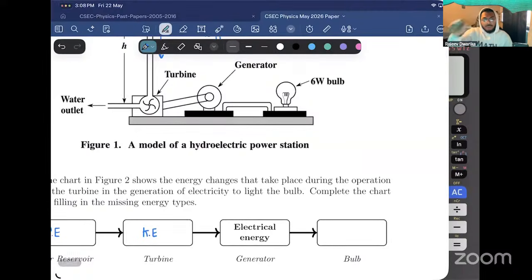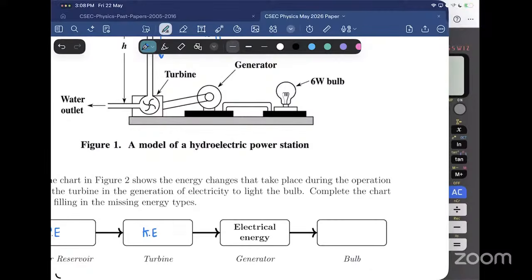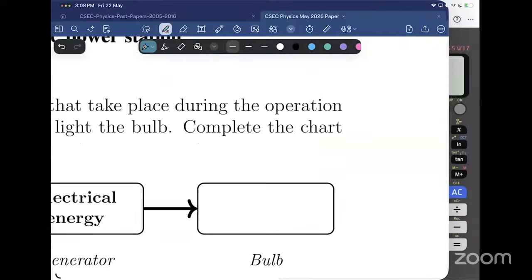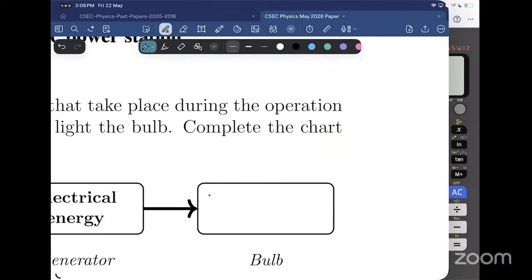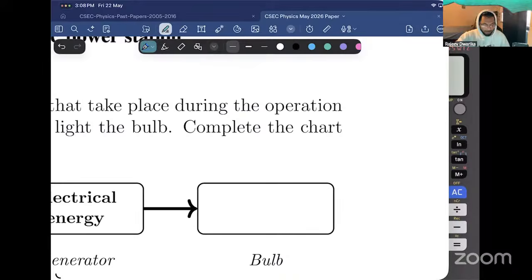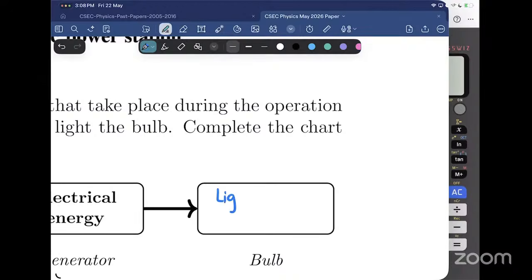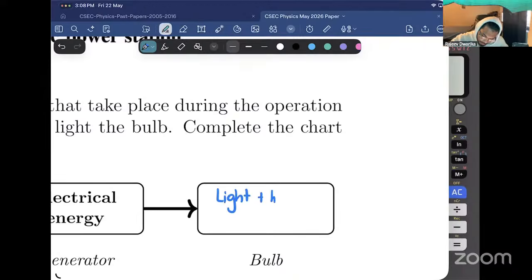Okay, when you supply electrical energy to a bulb, what will happen to the bulb? It will illuminate and it will heat. So what kind of energy is that? Chemical? Nah, I wouldn't say chemical. It's simpler than you think. Light energy. Light, plus heat.